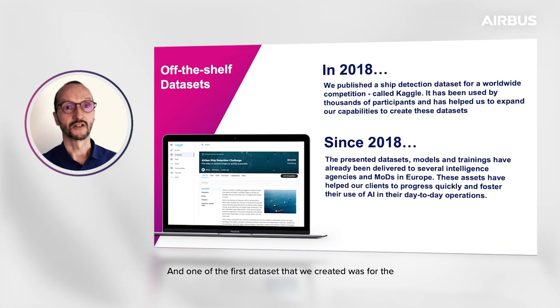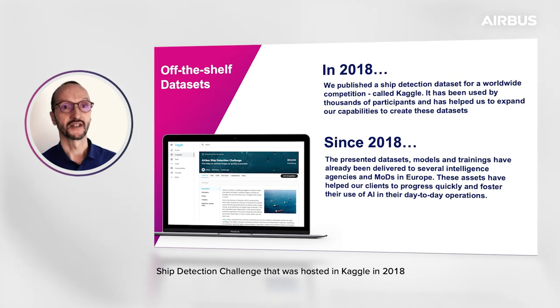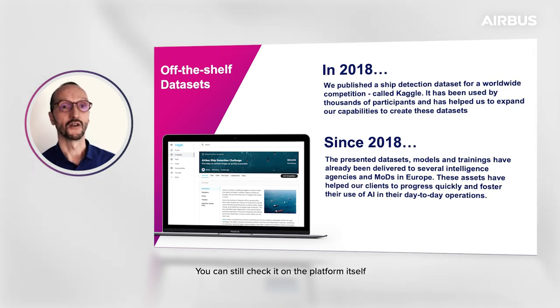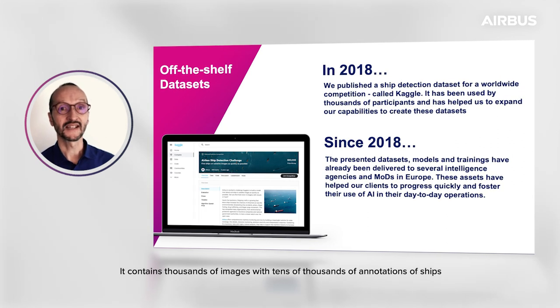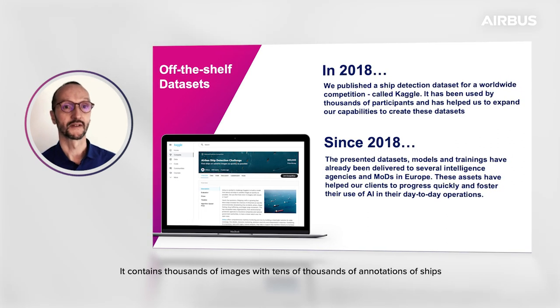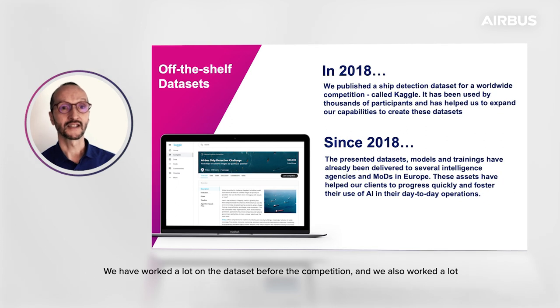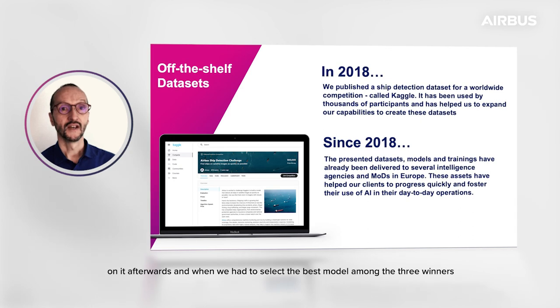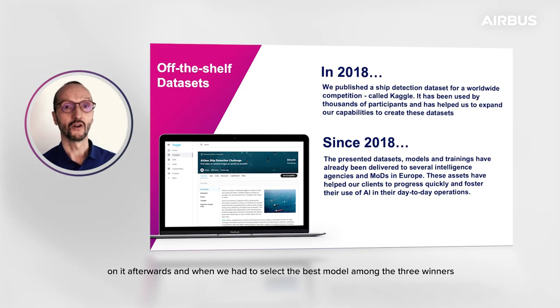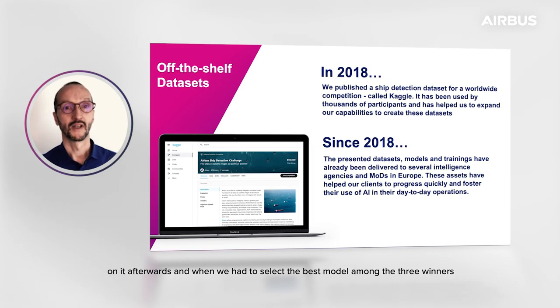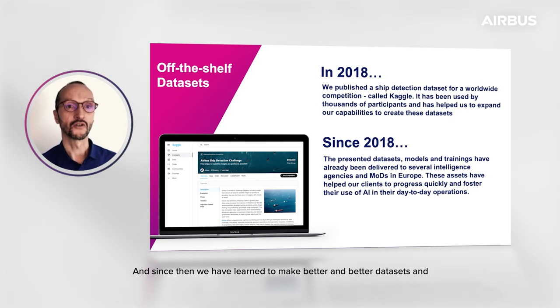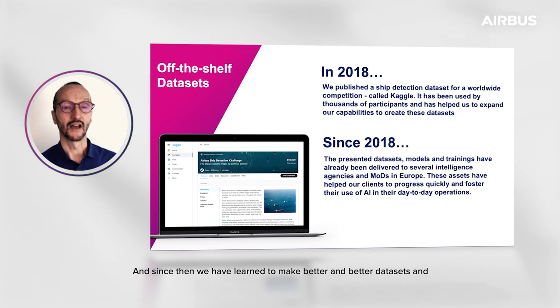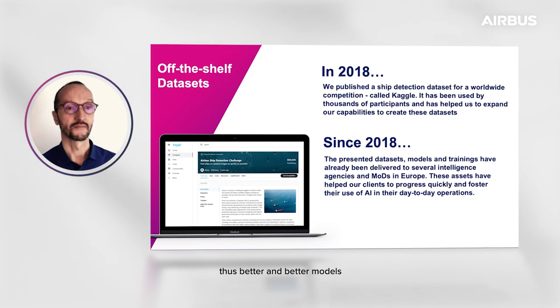One of the first data sets that we created was for the ship detection challenge that was hosted on Kaggle in 2018. You can still check it on the platform itself. It contains thousands of images with tens of thousands of annotations of ships. We worked a lot on the data set before the competition, and we also worked a lot on it afterwards, when we had to select the best model among the three winners. Since then, we have learned to make better and better data sets, and thus better and better models.